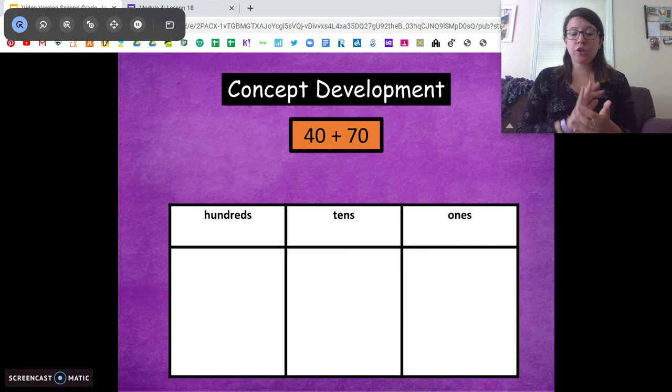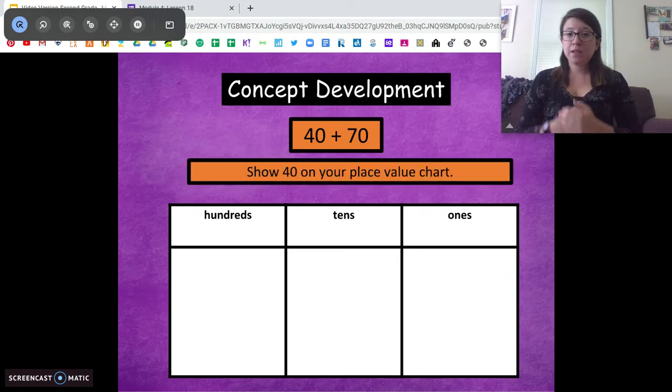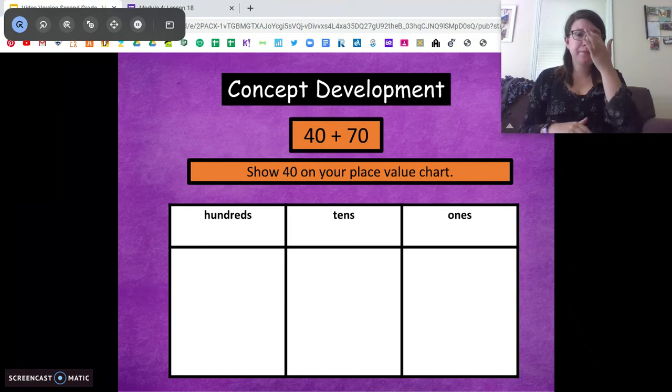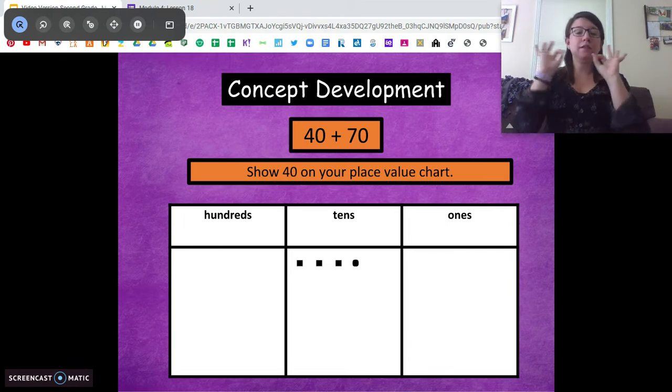So on your place value chart, I want you to show me 40. Just show me 40. Pause and do that and then come back when you're ready. Good. So it should look like this. 4 tens, 40. Done. Awesome.